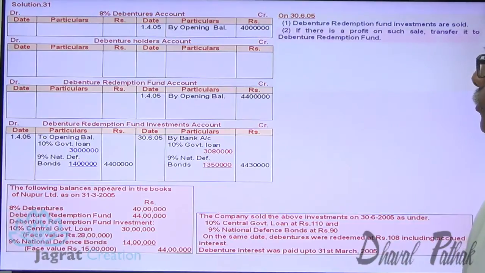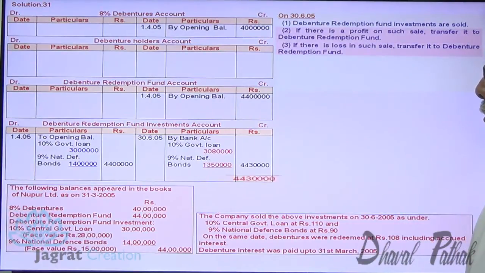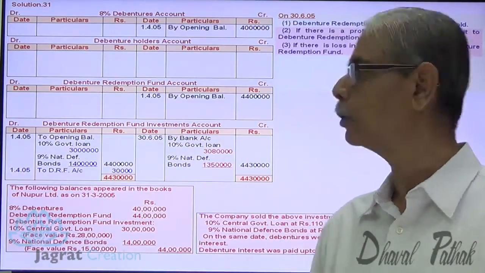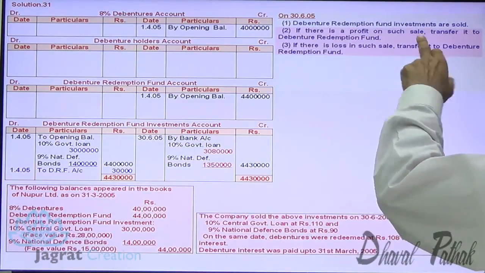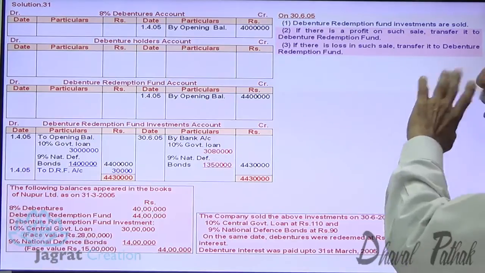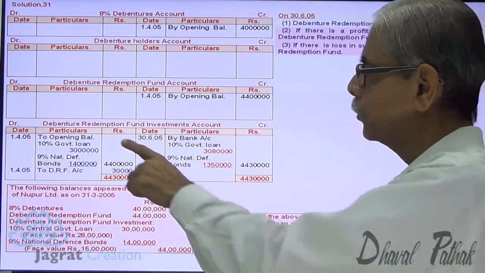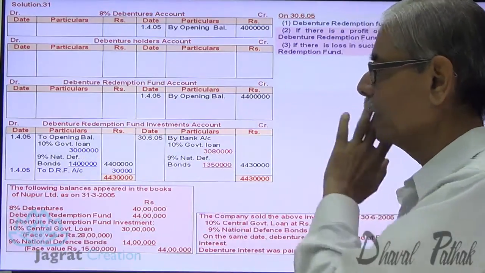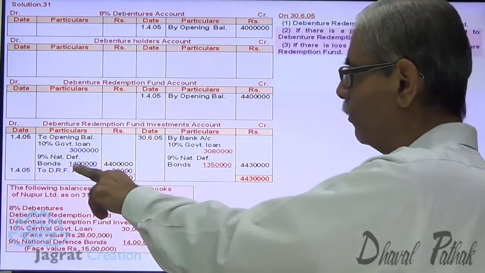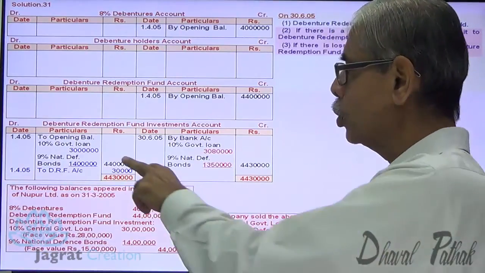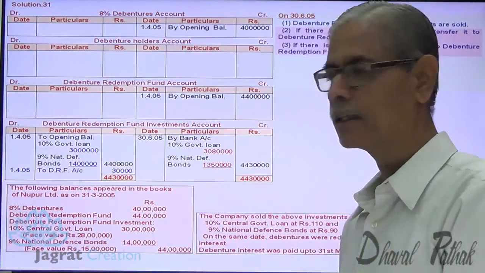So how much is the profit? Profit is 30,000. That will be transferred to debenture redemption fund account. If there is a profit on sale, transfer to debenture redemption fund. If there is a loss, transfer to debenture redemption fund. Notice, 30 lakhs sold for 13 lakh 80,000 profit. 15 lakhs sold at 13 lakh 50,000 loss.